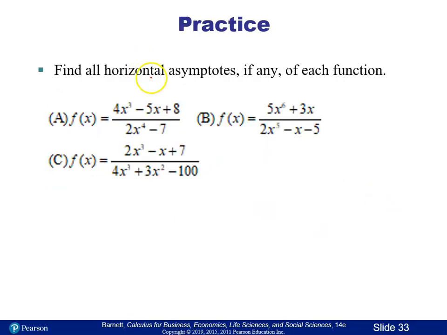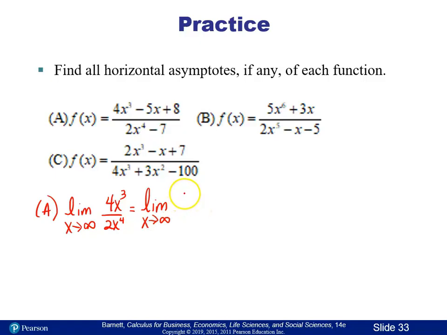Okay, here you're asked to find your horizontal asymptotes. This is just practice. So for part A, if I take the limit as x goes to infinity, this is going to be simplified down to 4x to the third over 2x to the fourth. My larger degree is in the denominator, so I'm going to have 2 over x. The denominator's outgrowing the numerator, so that's going to be 0, and that'll be my horizontal asymptote.